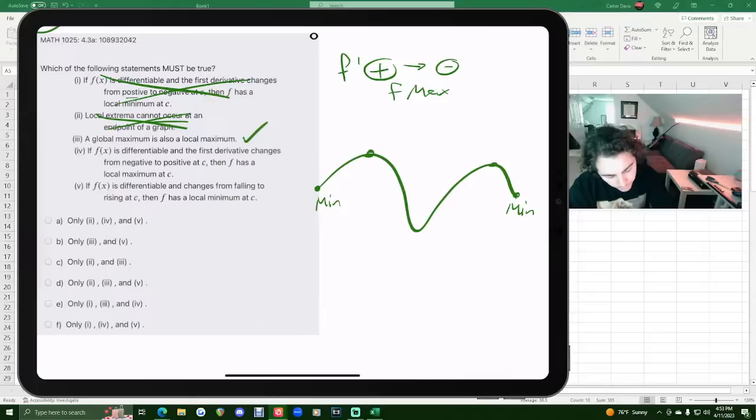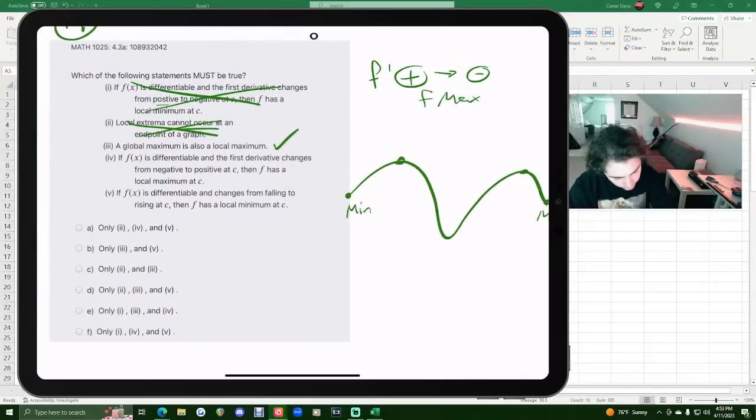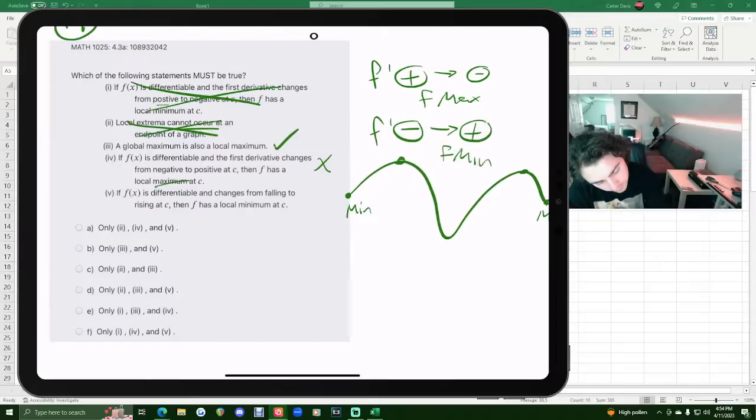All right. So then number 4, if f is differentiable, meaning you can find the derivative, and the first derivative changes from negative to positive, then it has a local max. That's the opposite of number 1, I think. So negative to positive, negative slope to positive slope, local max, that's false, because that would be a local min. So we'll write that up here. F has a min. So there's your maxes and mins right there.